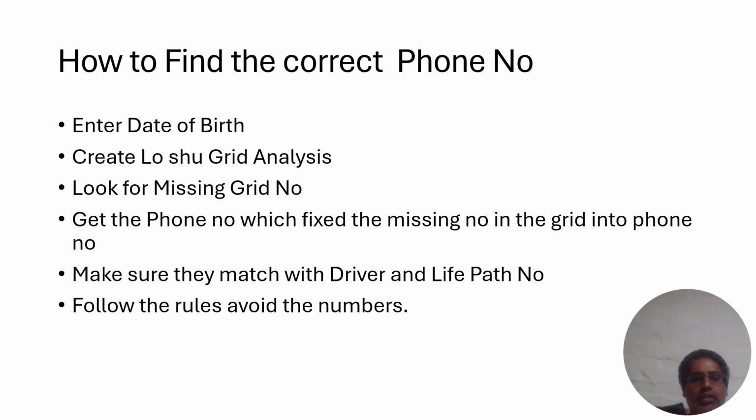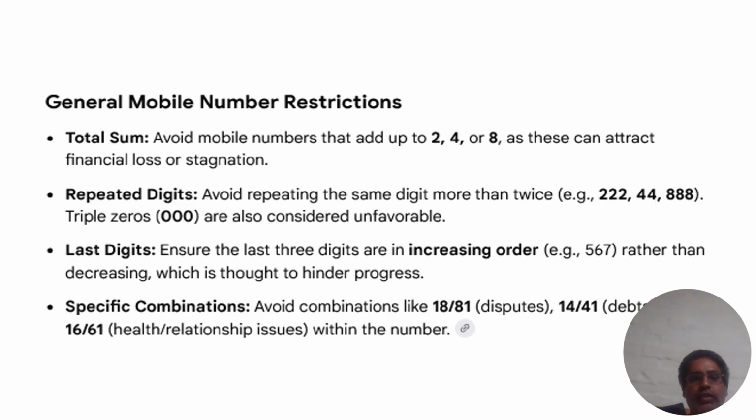Okay, this is the second step. There are certain mobile restrictions you need to follow, and the total sum, make sure it doesn't add up to 2, 4 or 8. These are unlucky numbers. So if you add the full mobile number, you should not end in 2, 4 or 8. Also make sure repeated digits like 2, 2, 2, 4, 8, 8 and 0, 0, 0 are not used in the mobile number.